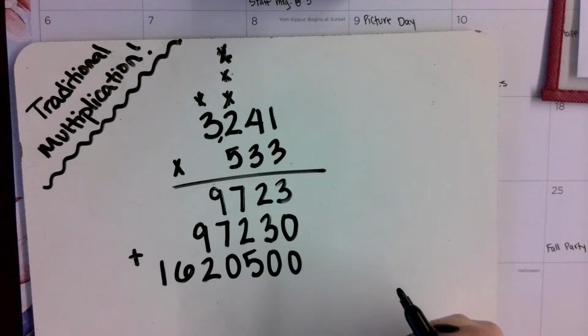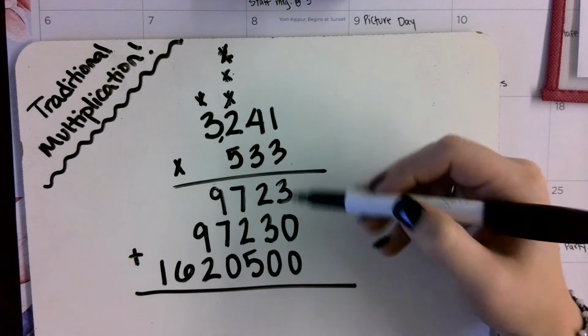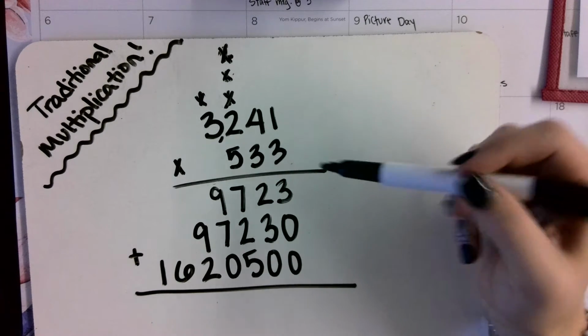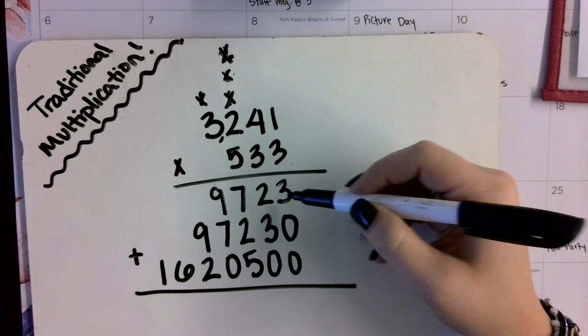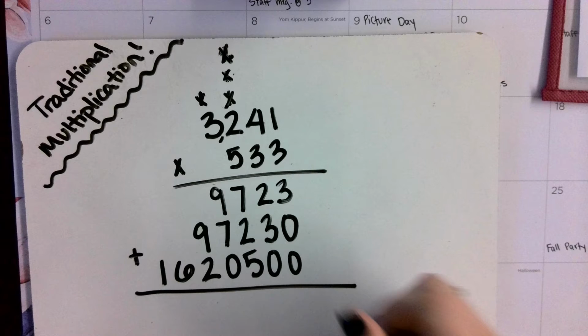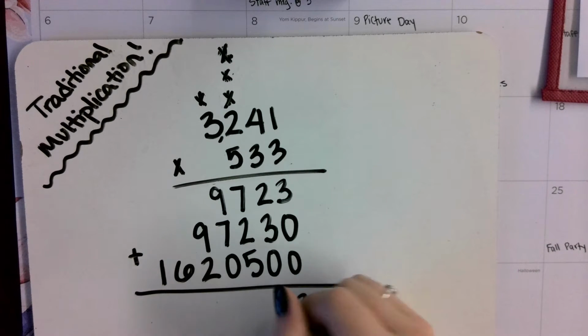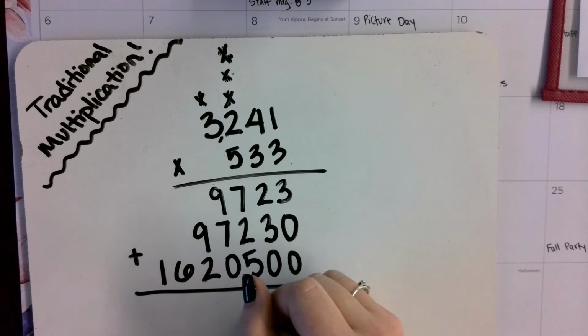Now we're going to add all 3 of those up. The most important part to remember when you're adding and you're putting all your numbers down here is to keep the places lined up. So all the 1s are lined up, all the 10s are lined up, and so on. So 3 plus 0 is 3. 2 plus 3 is 5. 7 plus 2 is 9, plus that is 14.